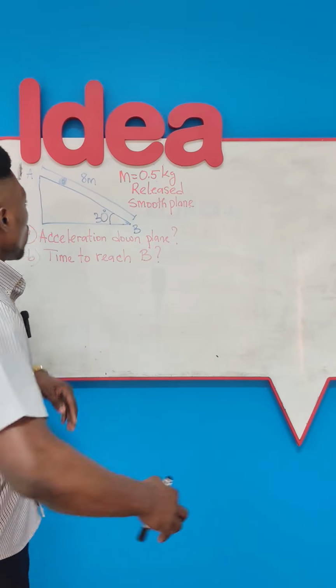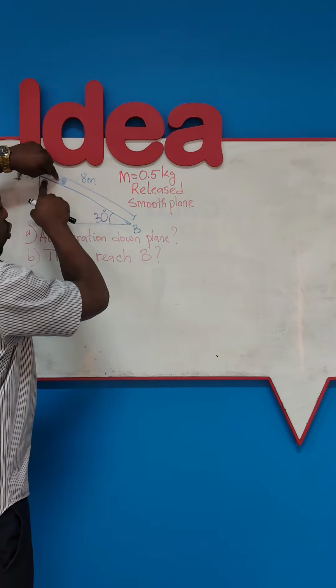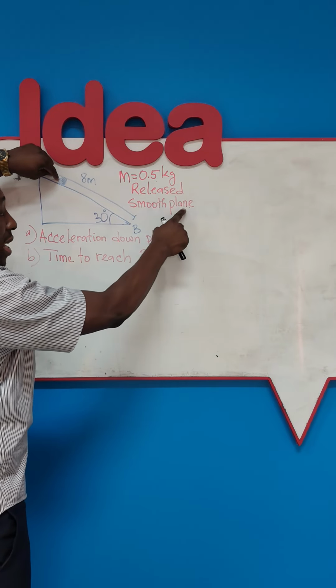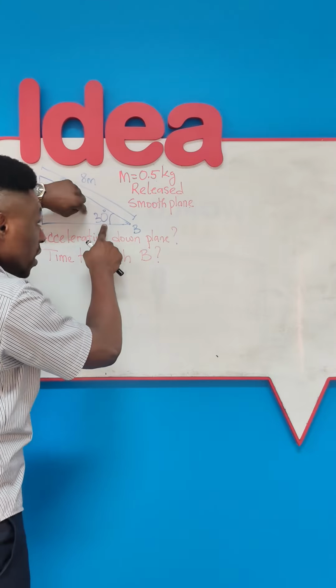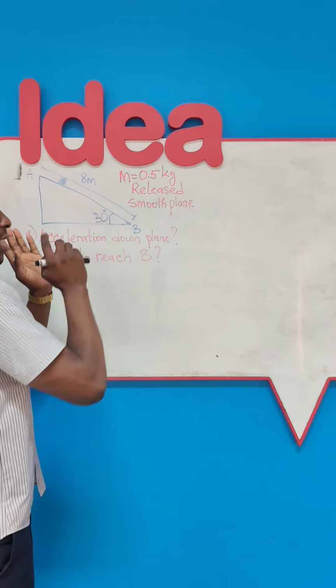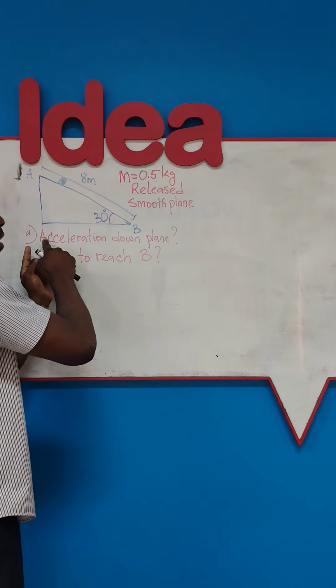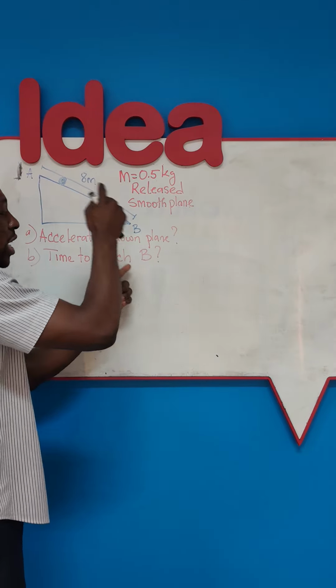We have a ball of mass 0.5 kilograms rolling down a smooth inclined plane, inclined at 30 degrees to the horizontal, and we are told that it's released from rest. Now here is a question. Number one, find the acceleration down the plane, and two, find the time it takes to reach B.